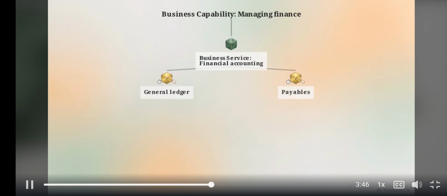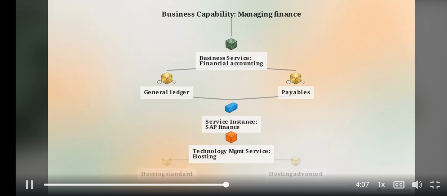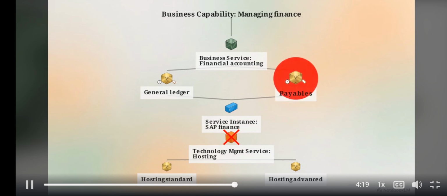Consider the documented example of financial accounting, which begins with the high-level business capability, managing finance. This capability is supported by the business service, financial accounting. That service is stratified into specific business service offerings for the general ledger and payables. Both of these offerings consume the exact same service instance, SAP Finance. Down in the delivery layer, SAP Finance depends on the technology management service, hosting. Finally, hosting provides its own technical offerings, Hosting Standard and Hosting Advanced. This vertical stack allows ServiceNow to show exactly how a failure in the hosting layer automatically degrades the payables offering for business consumers.